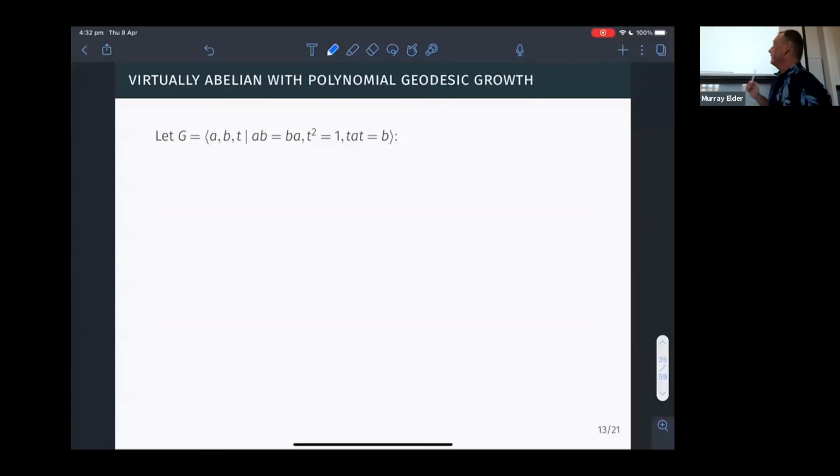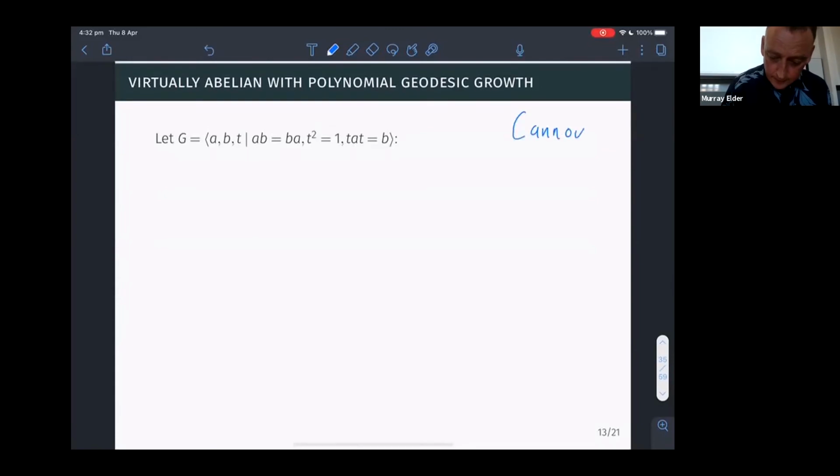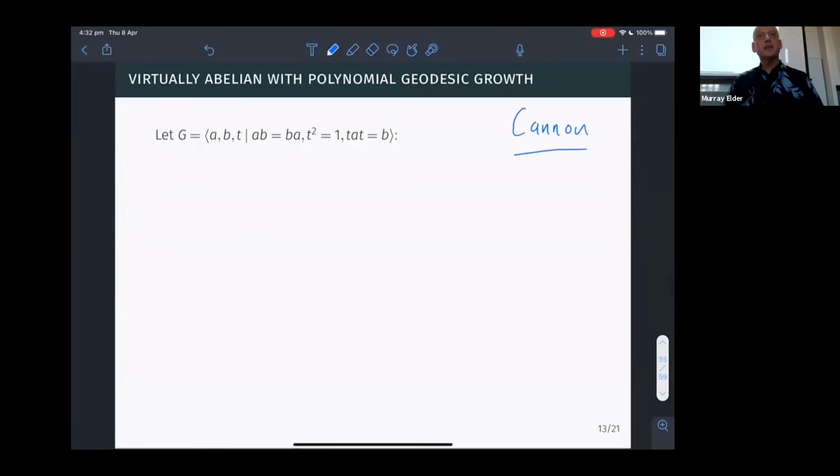Okay, but at the same time, there was this example. It's actually due to Jim Cannon. He was trying to prove something else. And it's virtually abelian. It's two copies of Z squared stuck together. That's the way I'm going to vaguely think about it. So I've got A and B generating a Z squared.